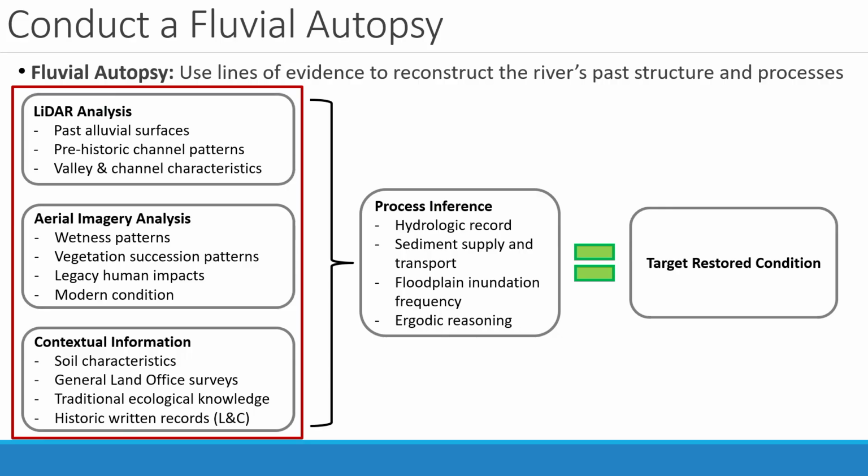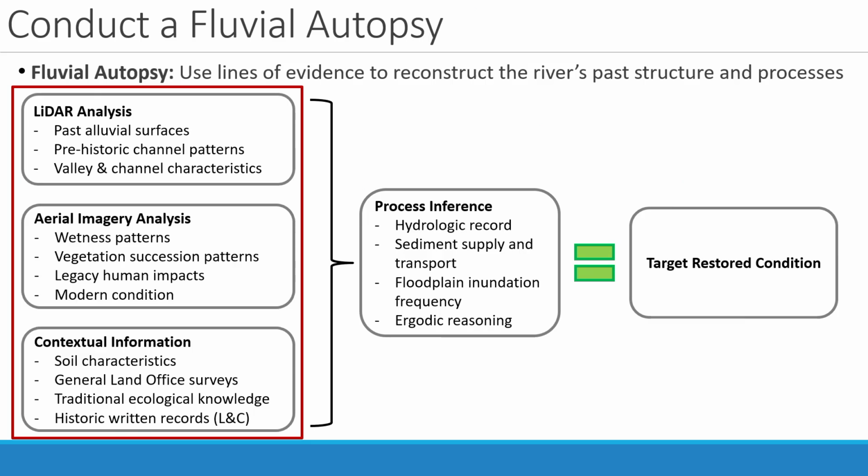So I have just 3 major categories listed here of different types and some examples below. But this is sort of like a criminal investigation where you're trying to compile as much evidence as you can and see where that evidence leads you, with a little bit of process inference and ergodic reasoning along the way.